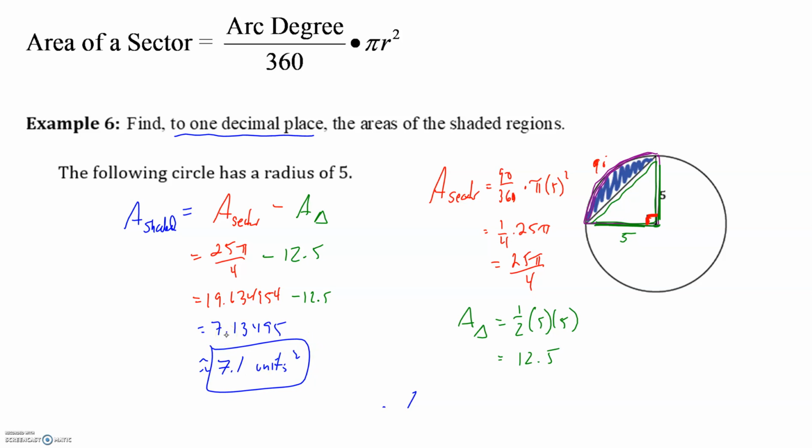So, like I said, now we're just putting everything together here. We've got the ability to solve for this shaded region by just finding the sector of it, and then removing the portion that we don't need to find that area.